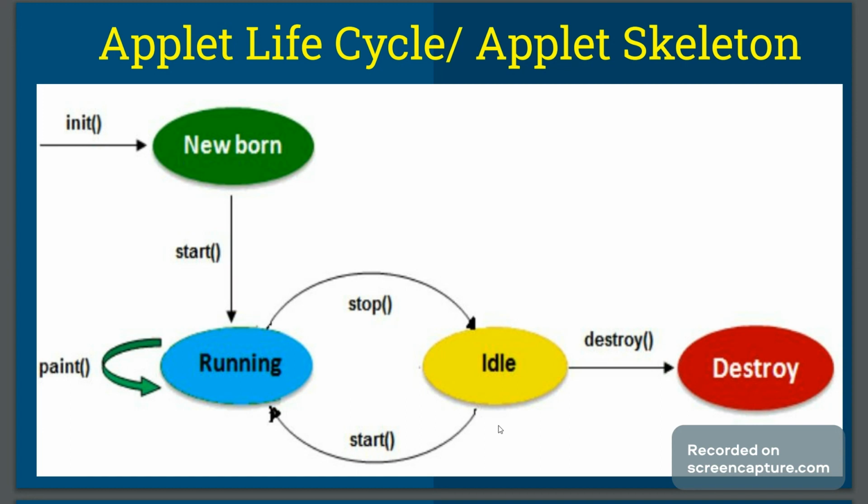If we want to delete an applet from the memory permanently, then we have to call the destroy method. Then the applet will be destroyed. So this is the applet life cycle, where the stages or phases of the applet life cycle are newborn, running, idle, and dead or destroyed. And for that, there are a total of 5 life cycle methods of an applet: init, start, paint, stop, and destroy.